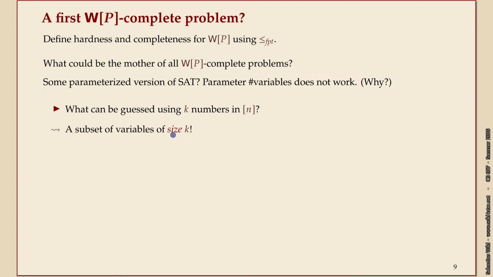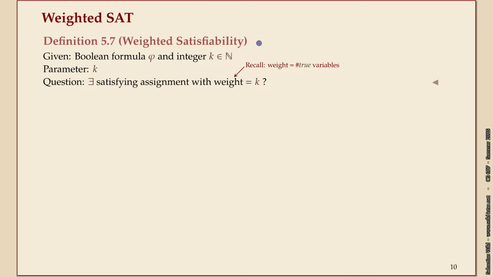Well, we can guess a subset of the variables. And so a somewhat natural restriction would be that we guess which variables are true, but we bound the number of variables that we are allowed to set to true. And that's the weighted satisfiability problem.